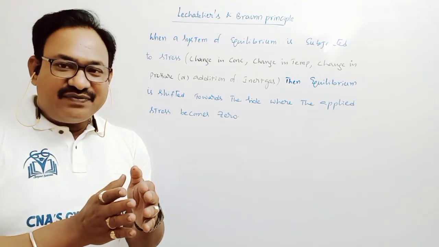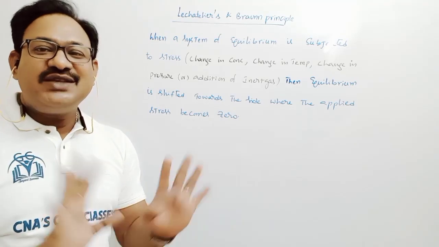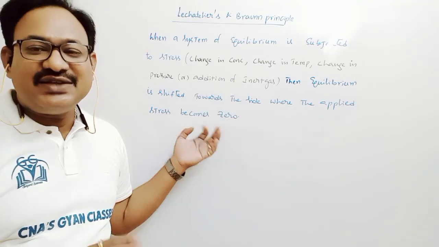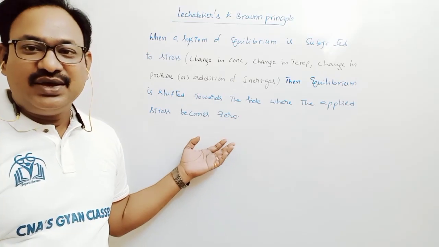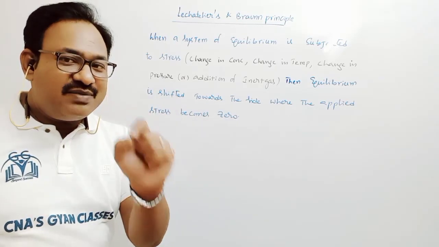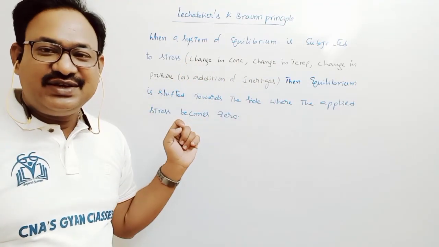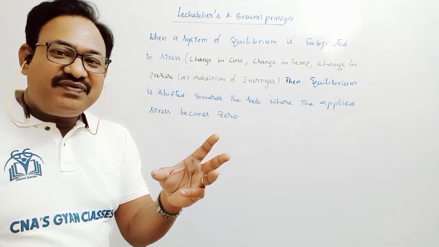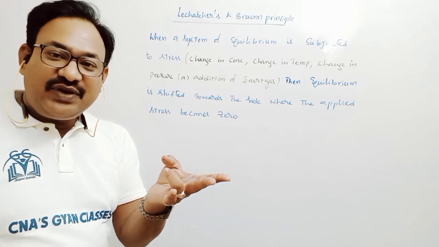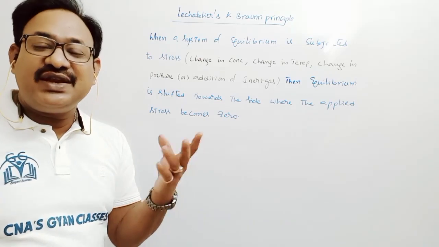So equilibrium is shifted towards the side where the applied stress should be zero. On that side only equilibrium will move. So that is what we call Le Chatelier's principle. Okay, have you understood this? So what you understand now is the position of equilibrium is affected by all these factors. Meaning you can change the position of equilibrium by changing concentration. You can change the position of equilibrium by changing temperature, by changing pressure, or by addition of inert gas.